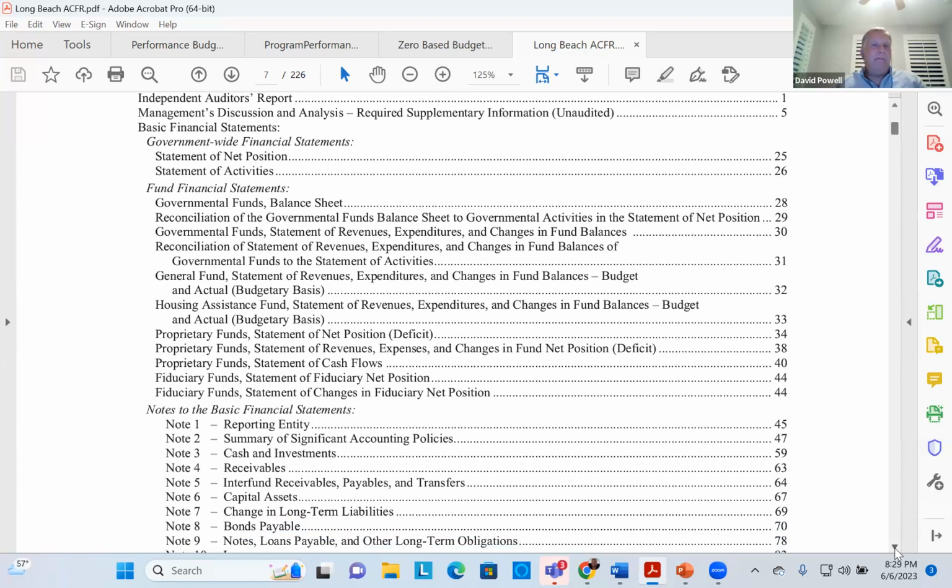There's your statement of net position. That's what you will use for your cash ratio calculation. If you want to calculate that one, it'll list your cash, it'll list your cash equivalents. That will all be in that statement of net position.